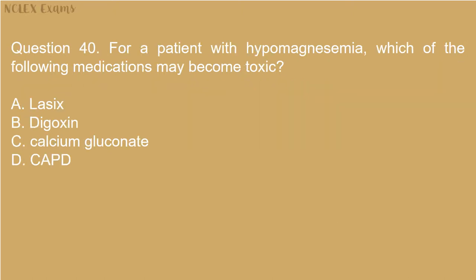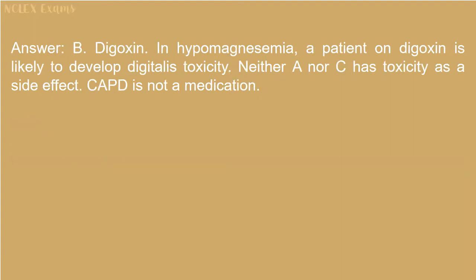Question 40. For a patient with hypomagnesemia, which of the following medications may become toxic? A. Lasix. B. Digoxin. C. Calcium gluconate. D. CAPT. Answer B. Digoxin. In hypomagnesemia, a patient on digoxin is likely to develop digitalis toxicity. Neither A nor C has toxicity as a side effect. CAPT is not a medication.